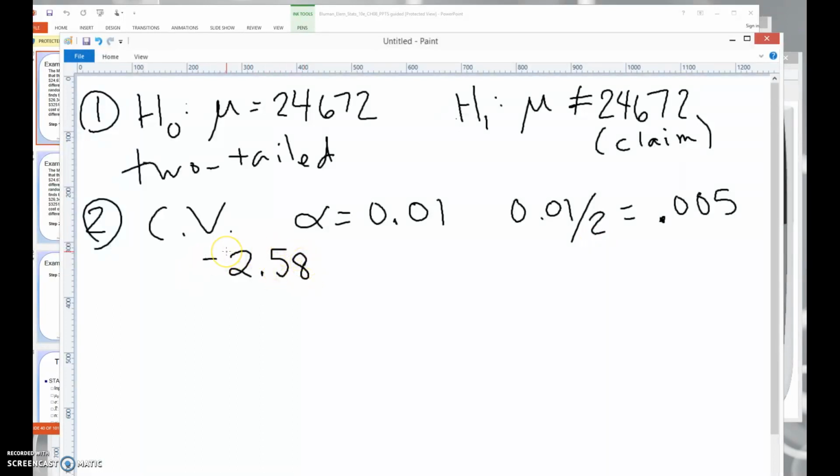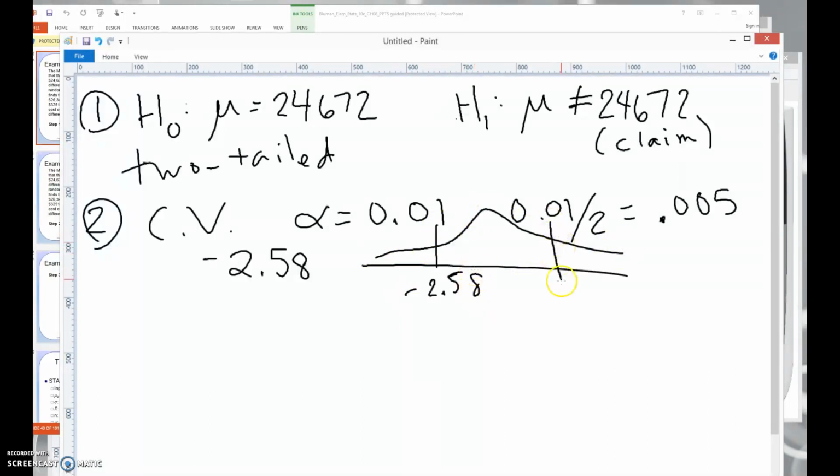Now that was a negative, so that ends up being our left boundary. So negative 2.58 goes here. Because it's symmetrical, we're going to say our positive or our upper boundary will then be 2.58. Okay, there's our beautiful picture with the two tails shaded in.